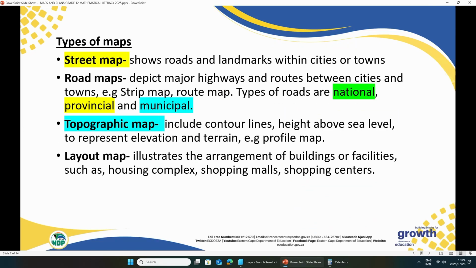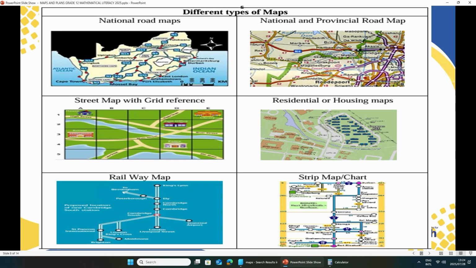Let me go back to another type of map. We have a layout map. The layout map is most commonly used to illustrate the arrangement of buildings or facilities, such as a housing complex, shopping malls, or shopping centers in the rural areas. So basically, these are the 4 groups of maps. But when you go to exams, they pick on specific maps, either the street map, the route map, or the general map, right? So I've shown you the types of maps here.